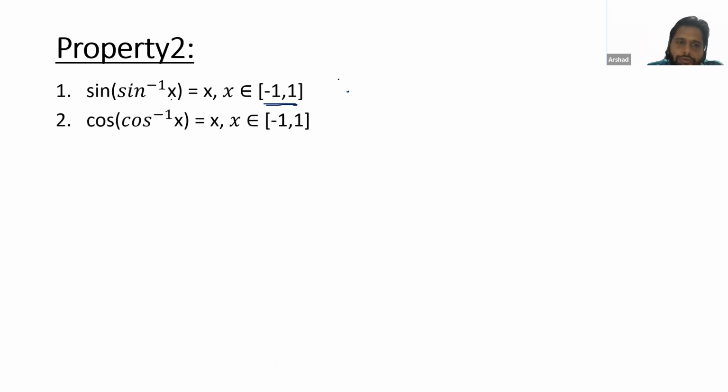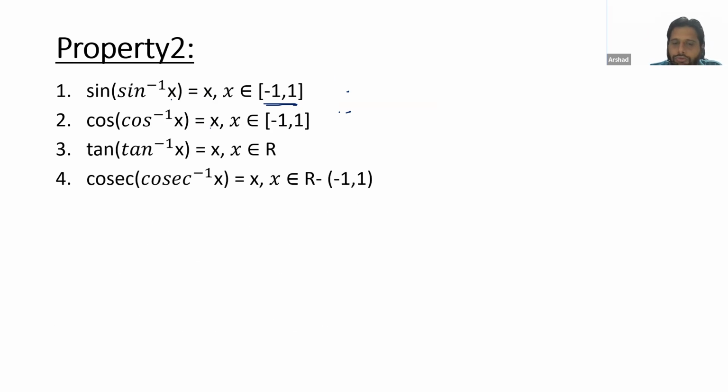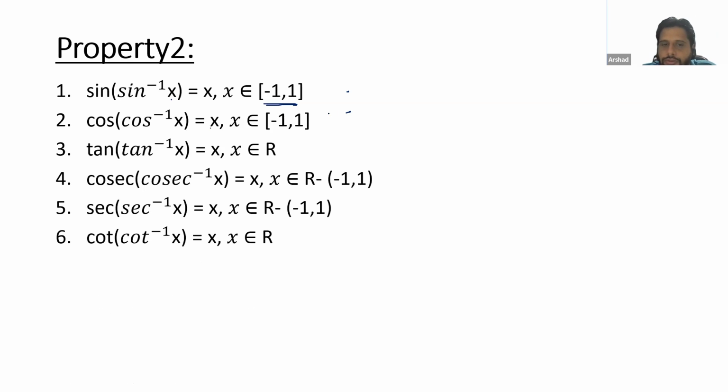Great. Okay. So next formula, cos of cos inverse x is equal to x, x belongs to -1 to 1. Who can tell me the domain for tan inverse? Very good. It is R. So next is tan of tan inverse x is equal to x, x should belong to R. Next one, cosec inverse: R minus -1 to 1. Next one, sec inverse. Next one, cot inverse. I hope this is clear to everyone.